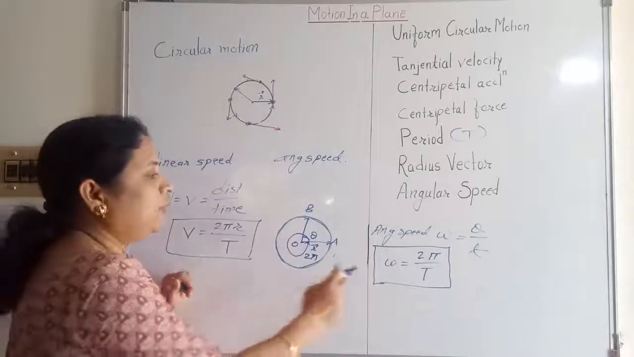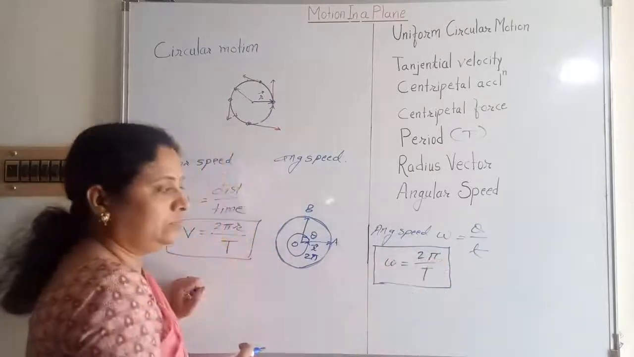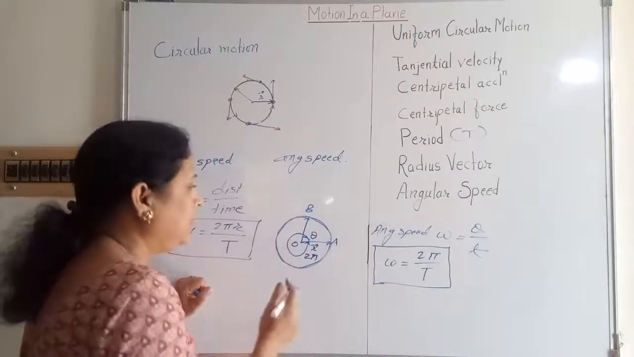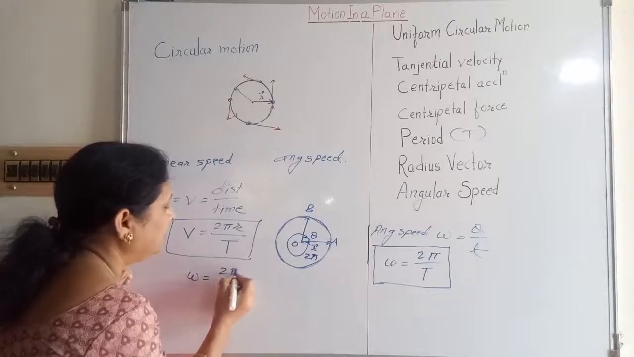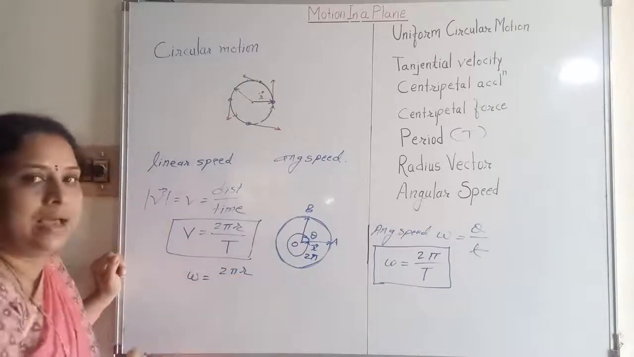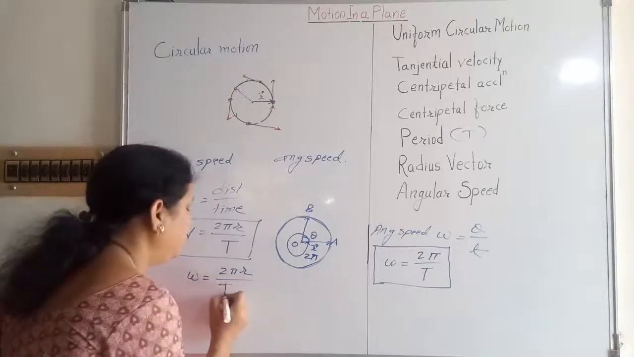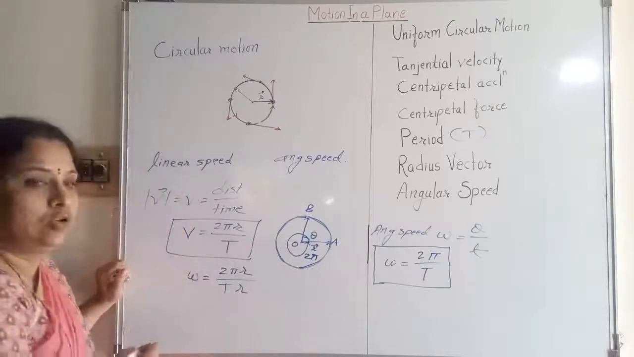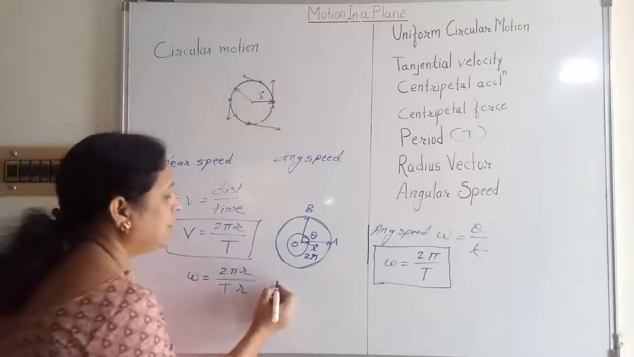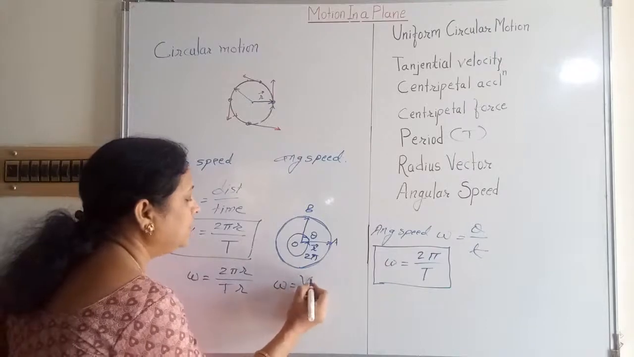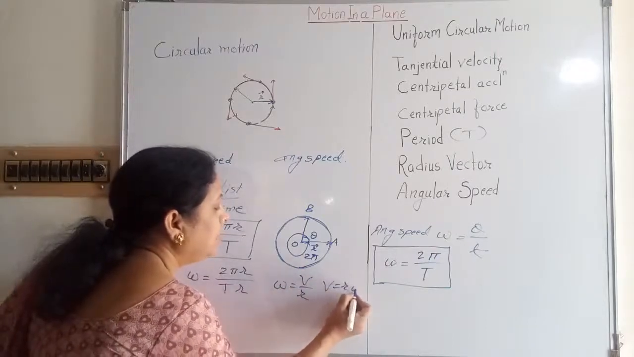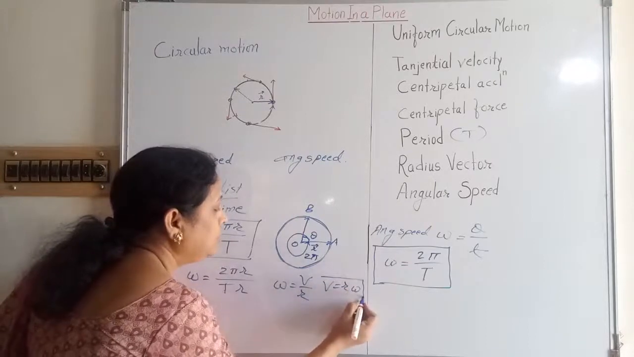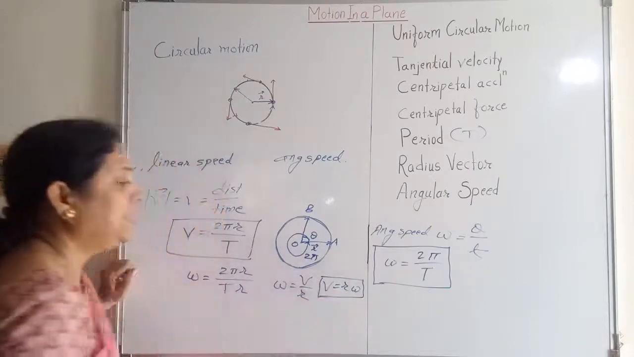Now we multiply and divide the numerator and denominator by r. So omega is equal to twice pi r upon T into r. So twice pi r upon T is v. So I get the formula omega is equal to v by r, or we can say v is equal to r omega. In 12th you have to study all these formulas in detail.